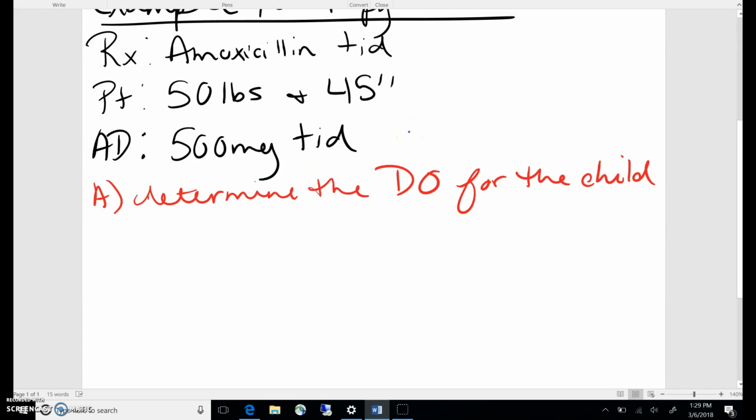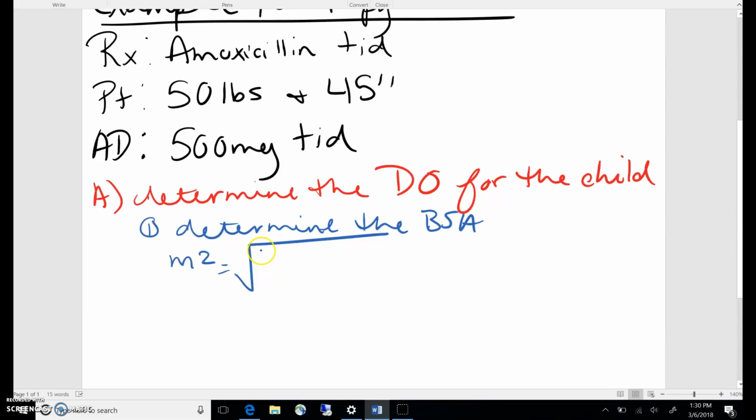Now, you could say that you would want to use one of the pediatric formulas, and in this case, you would say, oh, I could use Clark's rule. But unfortunately, we're not going to use Clark's rule because the patient's information is not just based off of weight. It's based off of weight and height. So your first step is to determine the body surface area for this patient. You're going to take the square root of 45 inches times 50 pounds and divide it by 3131.